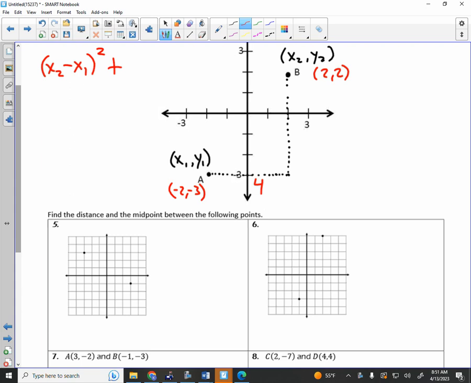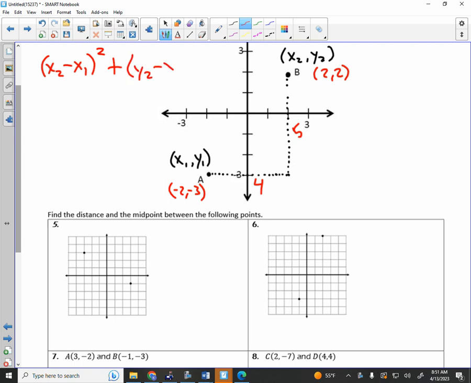Plus, let's find this distance right here. What's the distance of this leg? We went from -3 up to 2. That's a length of 5. Or in other words, your y sub 2 value minus your y sub 1 value. 2 minus -3 is 5.